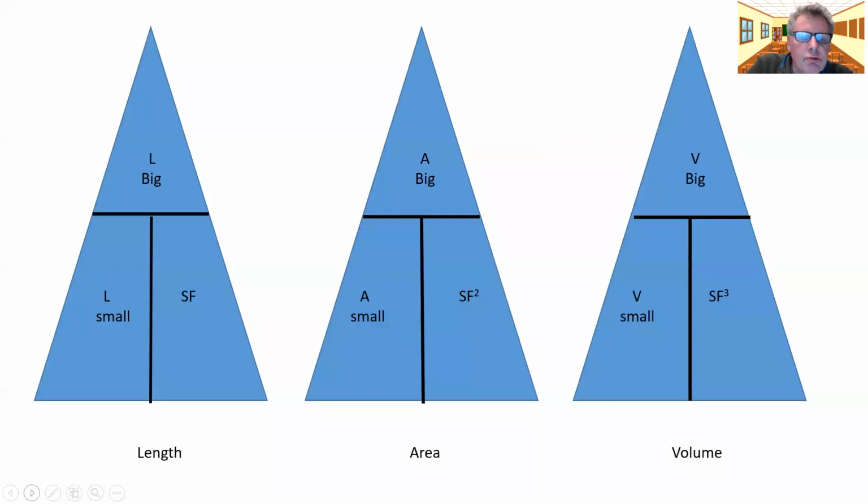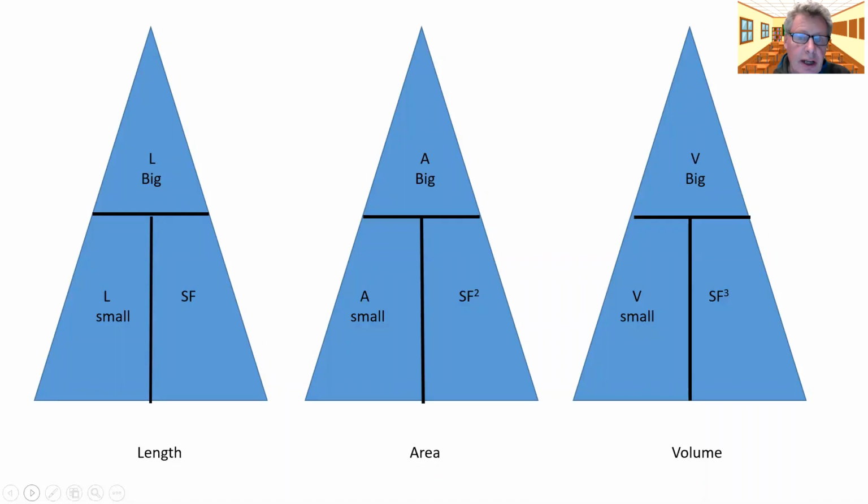We're going to use 3 magic triangles to help us solve similar shape problems. And basically, SF stands for scale factor. So if you make a shape twice as big, so you make all the lengths twice as big, then you're going to have a scale factor of 2. But then what happens to the area if you double the length of the sides is it goes up by 4. So that's your scale factor squared. And if you look at the volume, it'll go up by 8, which is your scale factor cubed.